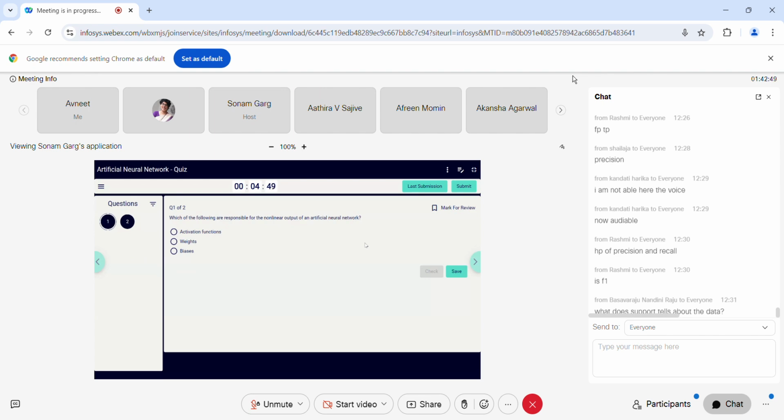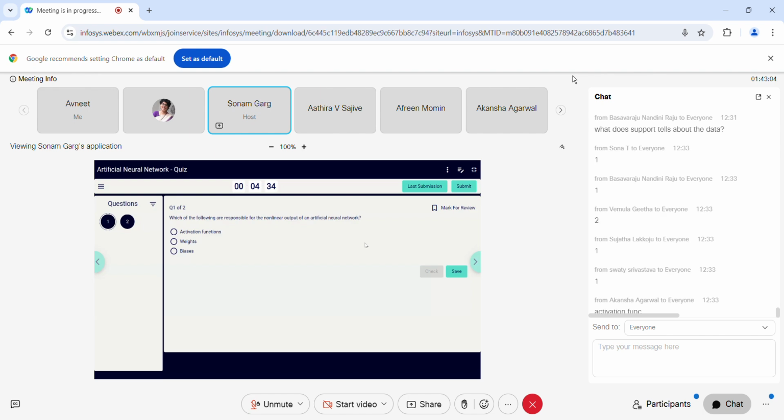Okay, we have two questions. This is an easy one. Which of the following are responsible for the non-linear output of an artificial neural network? What makes it non-linear? Function. The activation function will make it non-linear, not the weights and biases. They are just numbers. The function will change this aspect.